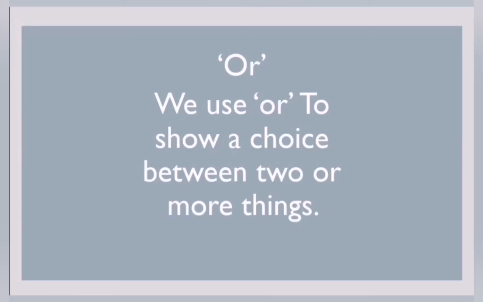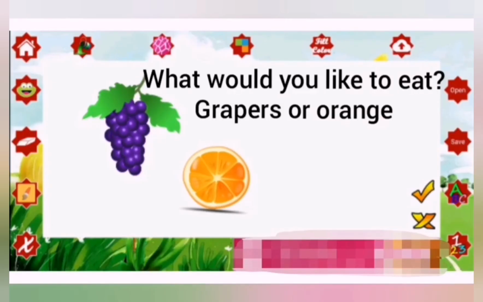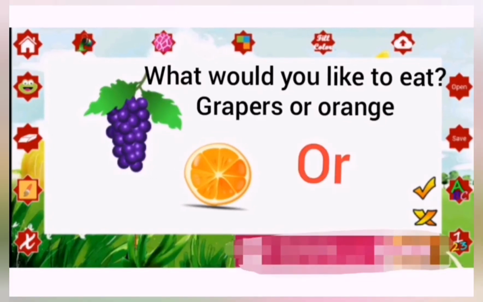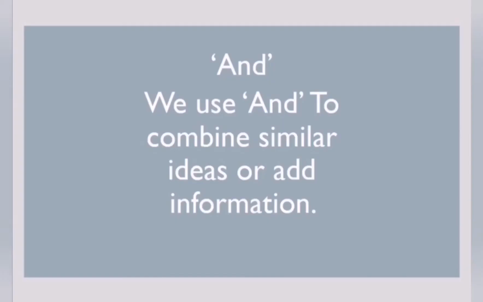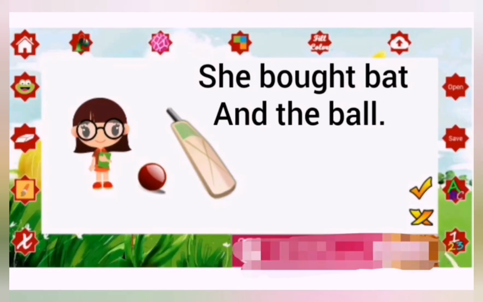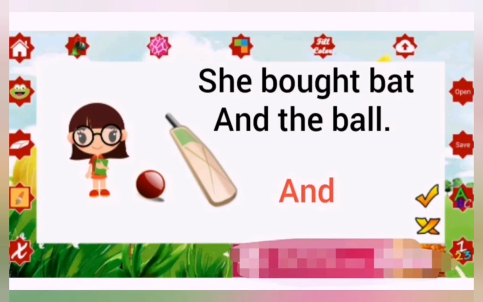Let's come to the next word, that is or. We use or to show a choice between two or more things. For example, what would you like to eat? Grapes or orange? Here, or is a conjunction. Let's come to the next one, that is and. We use and to combine similar ideas or add some information. For example, she bought a bat and the ball. In this sentence, and is a conjunction. Let's come to some more examples.